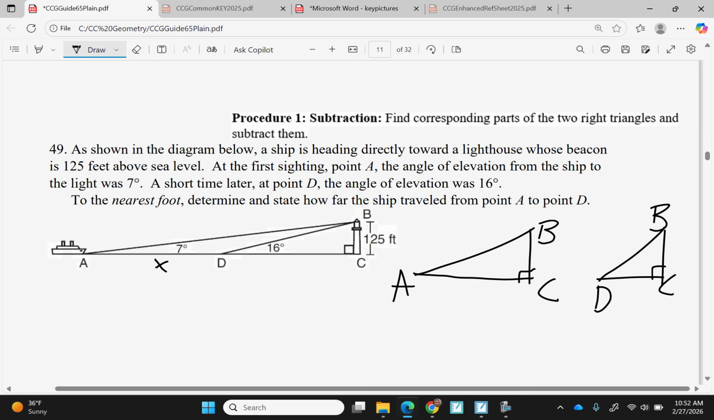Now, since I want to find the bottom side here, I'm going to find the bottom side of each of the right triangles. If I want to find the right side, I find the right side. If I want to find the angle, I find the angle. I find the corresponding side of each of the right triangles. I put the information into this picture. That's 7, that's 16. They both have BC, which is 125. And now I'm going to do SOHCAHTOA for each of them.